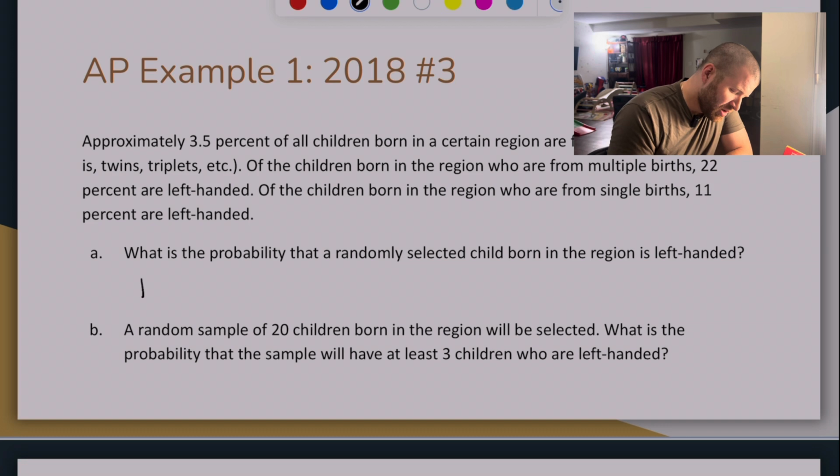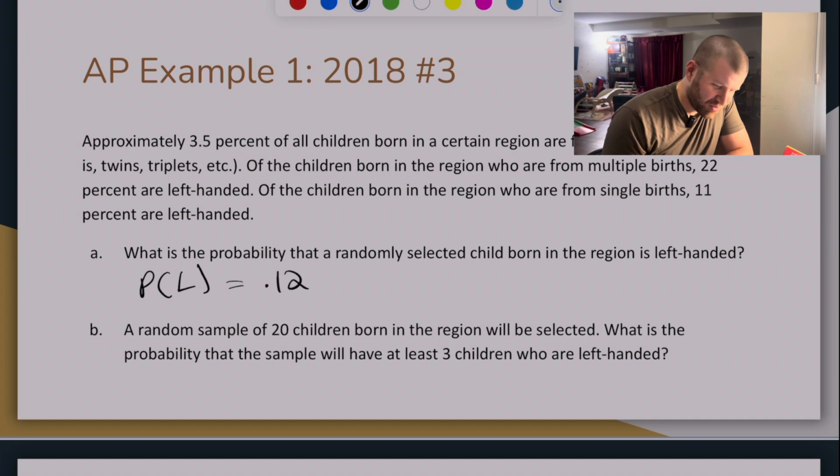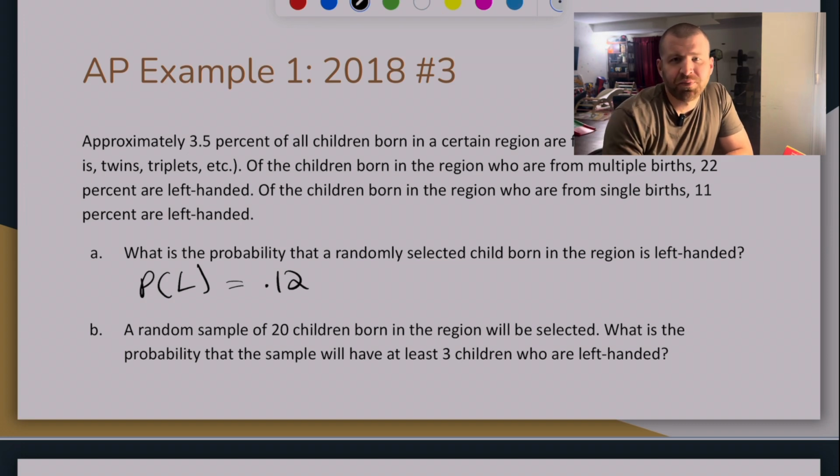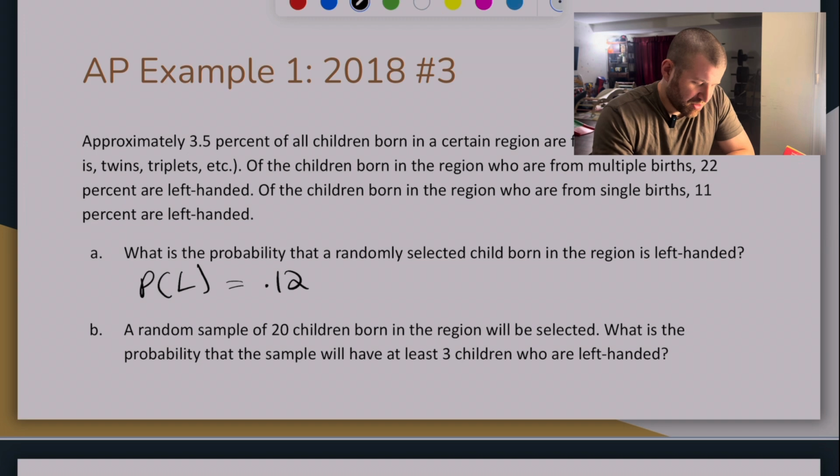I'm just going to make up a number here for the probability of being left-handed. Let's just call it 12% for right now, just to make our life easy. You would do this as a tree diagram question of 0.035 times 0.22 plus 0.965 times 0.11, and you would get an answer. I don't know what it is, but let's just call it 12% for now.